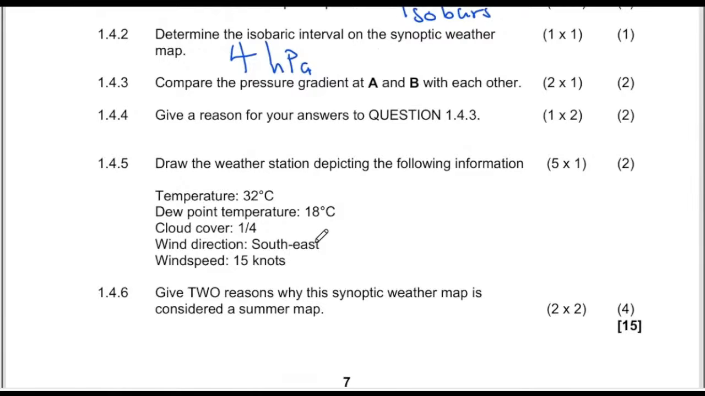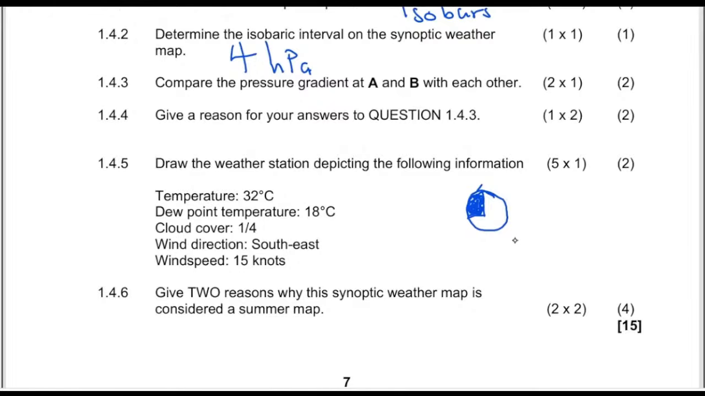So what you need to note here is when you are drawing your weather station, remember our circle here is supposed to accommodate our cloud cover. And what is our cloud cover? Our cloud cover is 1/4, which means we must try to make a subdivision of a quarter, and we shade only that fraction, 1/4 of the total circle area. Right, that is our cloud cover.